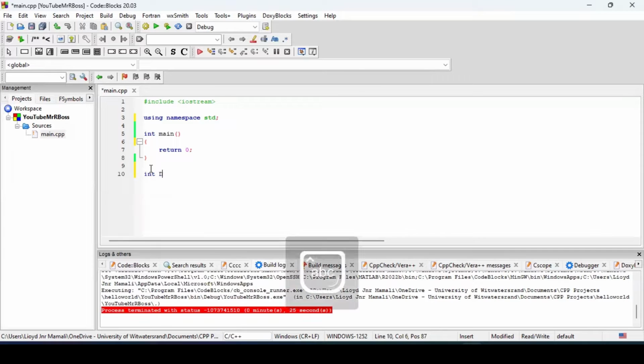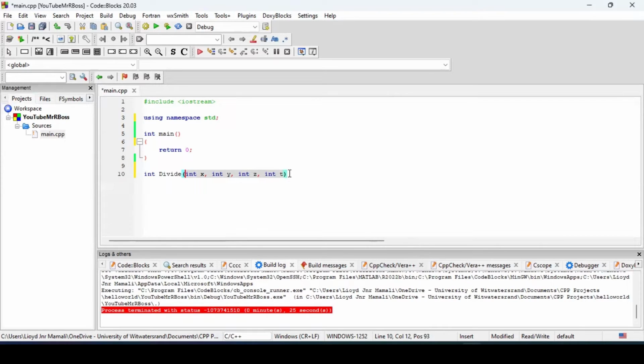Let's say, for instance, divide. Int divide, and then I put my parentheses over there. Inside my parentheses, I'm going to give my parameters. Let's say int x, int y, int z, what else? Int t.